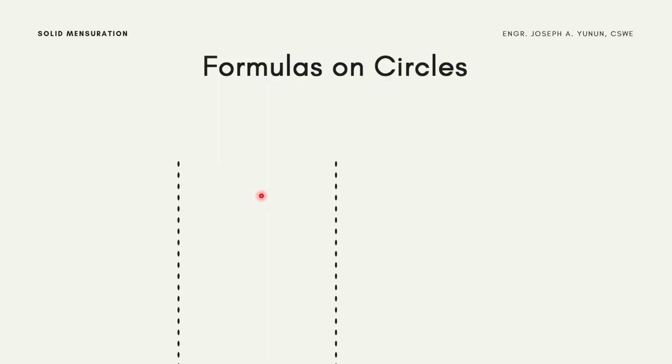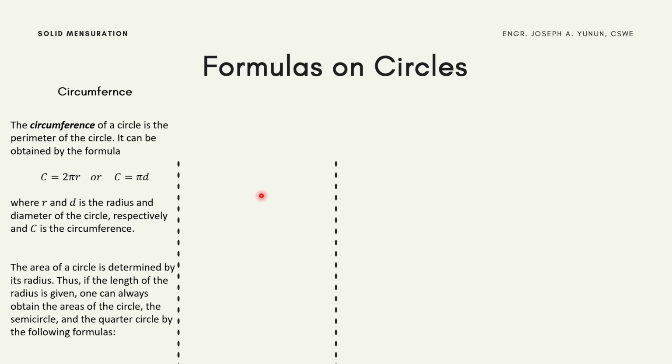Some formulas on circles: you have the area and the circumference. Let's deal with the circumference first. The circumference of a circle is the perimeter of the circle. It can be obtained by the formula C equals 2 pi r, where C is the circumference, r is the radius, and pi is the constant value, approximately 3.14. Or you can use pi d, where d is the diameter.